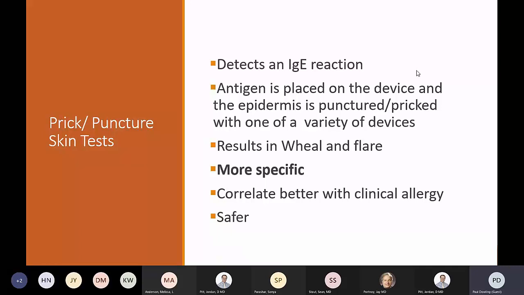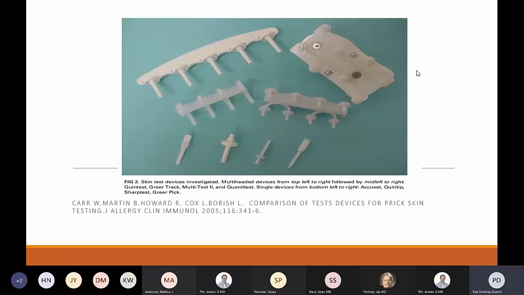This results in a wheal and flare. And again, prick skin testing is more specific, correlates better with clinical allergy than intradermal testing, and it's a safer test to do. So these are some of the different prick skin test devices that have been used and are out there, and they're listed there. And you can see the Dermapick is on the bottom row on the right.